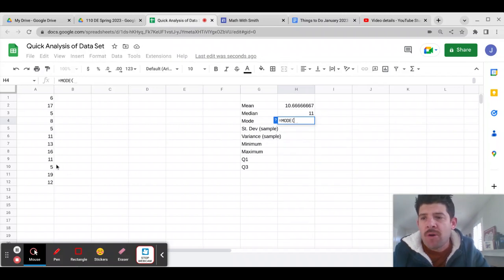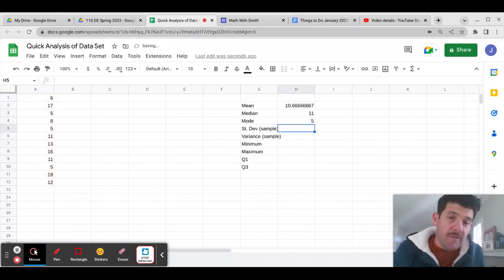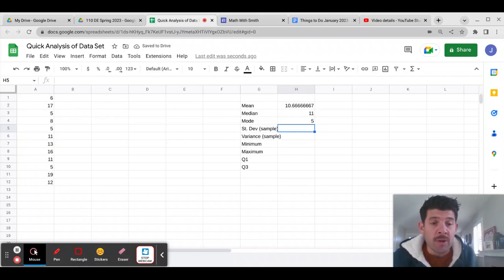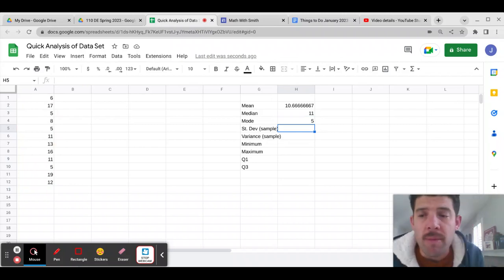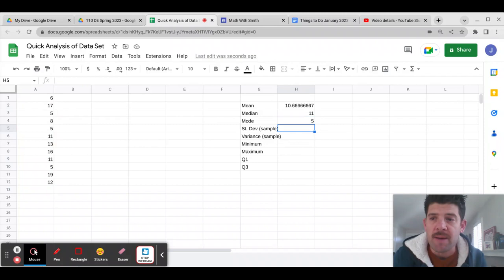So I'm looking at the mode over here. It looks like 5 appears 3 times, 11 appears a couple times. So hopefully it gives us a 5. Remember, if it has more than one mode, Google Sheets might get confused. But in real life, we would call that bimodal, bi meaning 2.